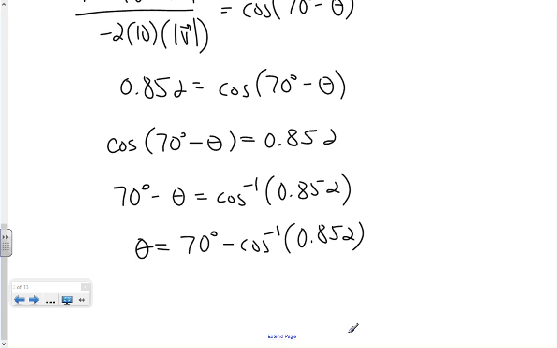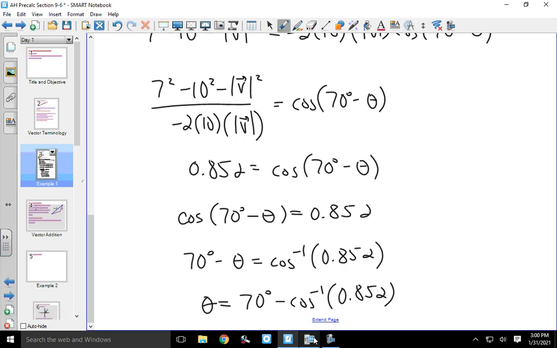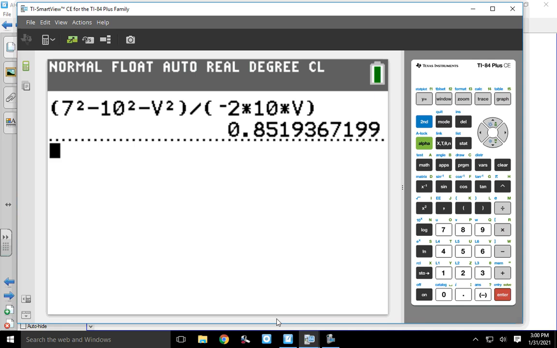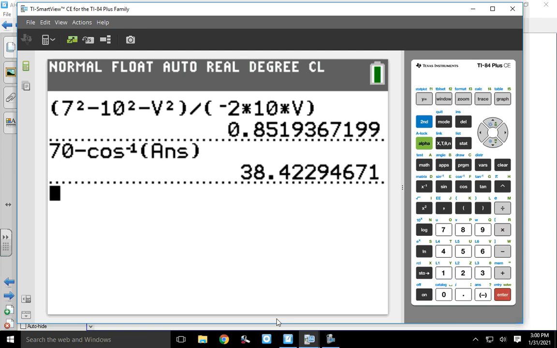All right, so if we grab our calculator, we can punch that in and see what we end up with. 70 minus the cosine inverse of that value we just calculated. So if I take 70 minus the cosine inverse of that answer that we got, we get 38.423, I guess. Let's go ahead and grab a screenshot of that.